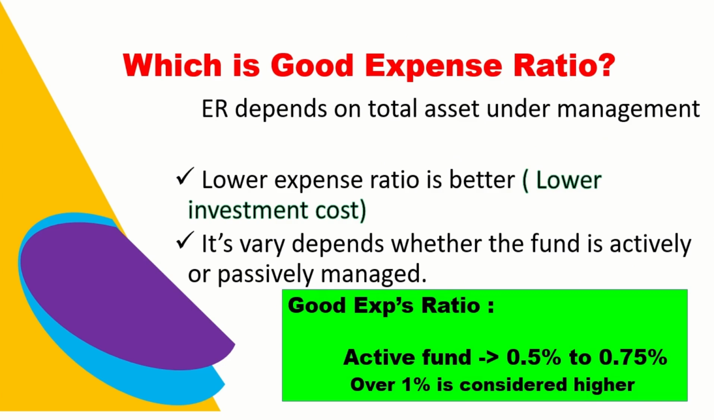Another question you will ask is which is a good expense ratio. Exactly, because the expense ratio should always be minimal. You need to choose a lower expense ratio, because it means a lower investment cost. What counts as lower depends on the fund and will differ, for actively managed funds and passively managed funds. For actively managed funds the expense ratio is normally a little higher, so we need to choose the lower one. For passively managed funds, the maximum expense ratio will be 1% only.